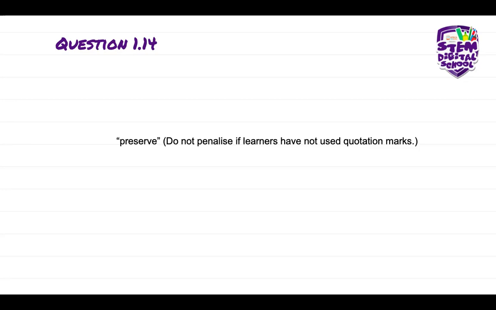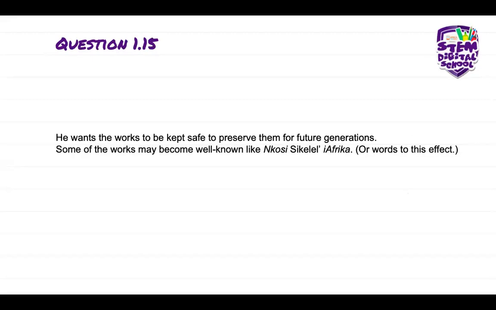Okay, and then 1.15. Explain why the Minister of Culture wants the work of composers, authors, and artists to be kept in the National Archive. There's your answer. He wants the works to be kept safe to preserve them for future generations. Some of the works may become well known, like Nkosi Africa, or you can get words to this effect.